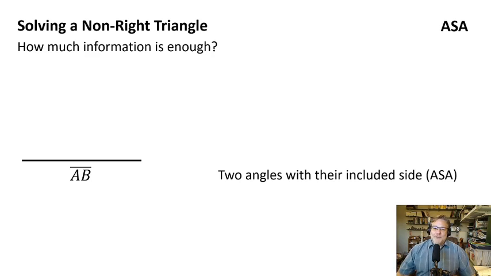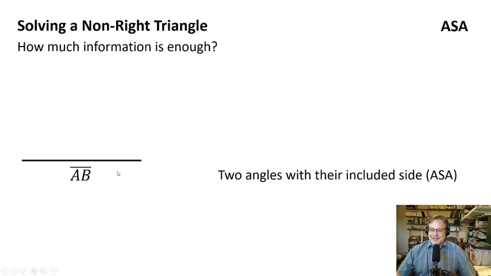First of all, and you might recall this from geometry, two angles and the side in between them is sufficient to solve the rest of the triangle. So if you know two angles and the side in between them, you can figure out everything else on a triangle. Here's a graphical demonstration.